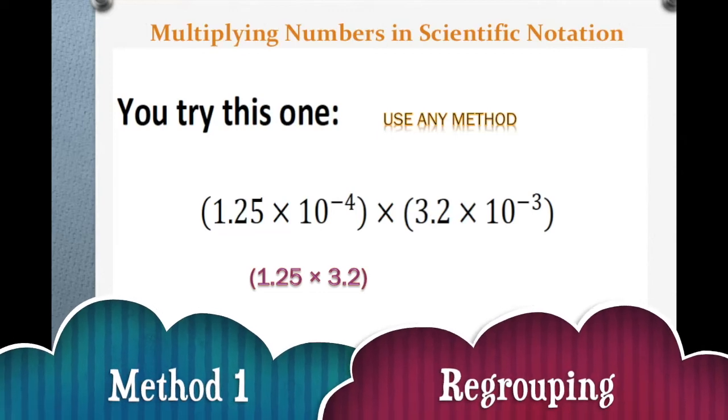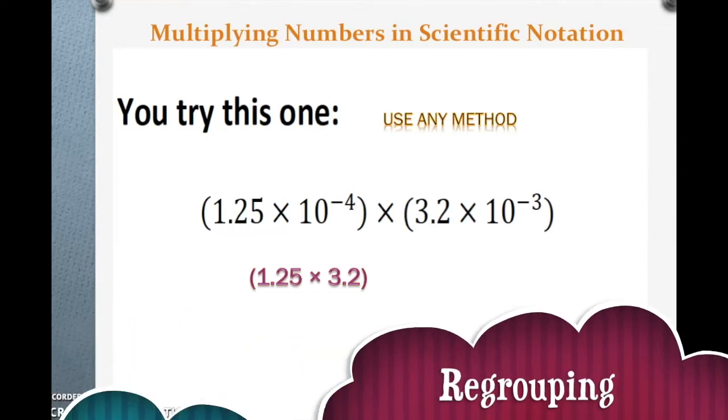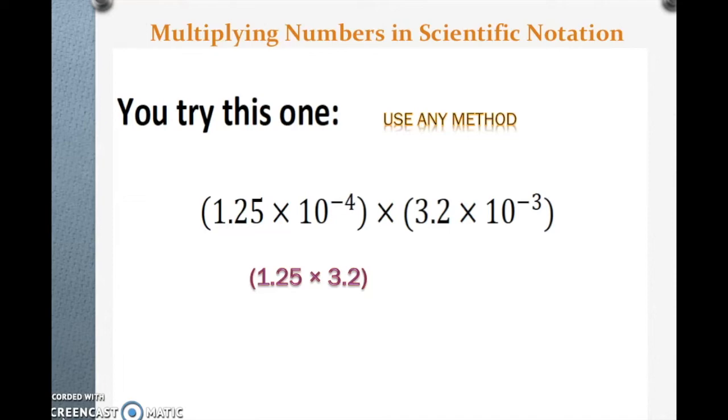So I am going to do the first method where we regroup the first factors. So 1.25 times 3.2, and I'm also going to regroup the powers, 10 to the negative fourth power and 10 to the negative third power. Now we're going to multiply the first factors, which will give us 4, and then we are going to multiply. Remember, when we're multiplying, same base, we're going to add our exponents. So negative 4 plus negative 3 will give me 10 to the negative 7 power. Now we're going to write that in proper scientific notation, which will give us 4 times 10 to the negative 7 power.